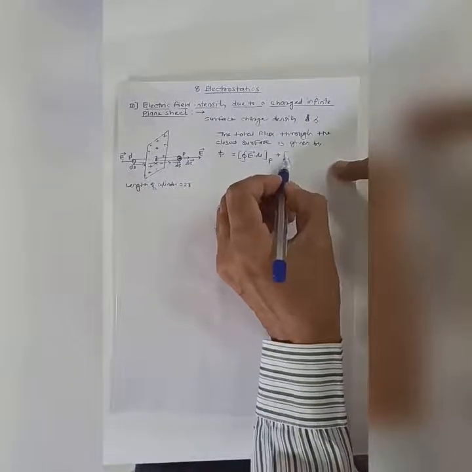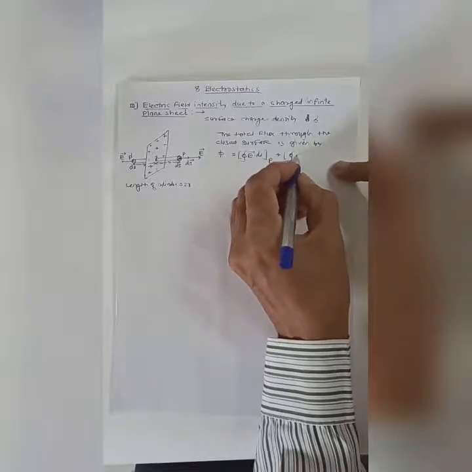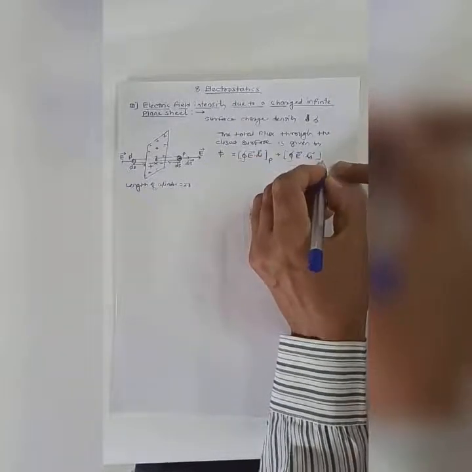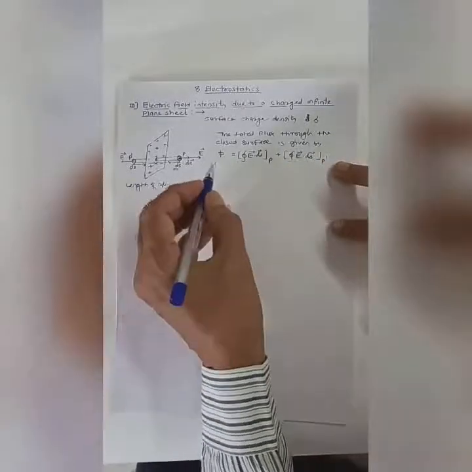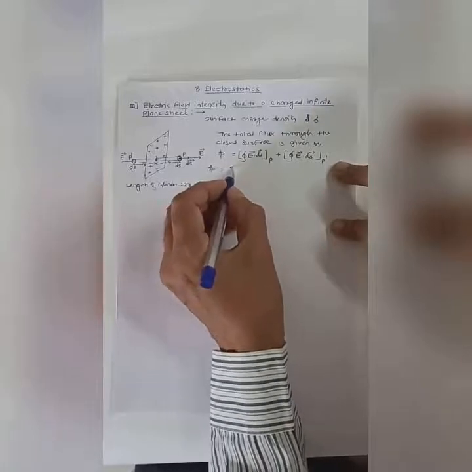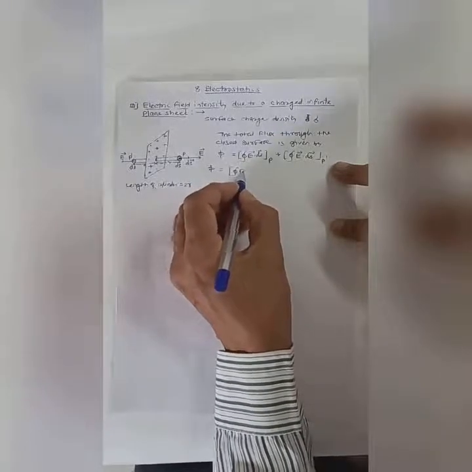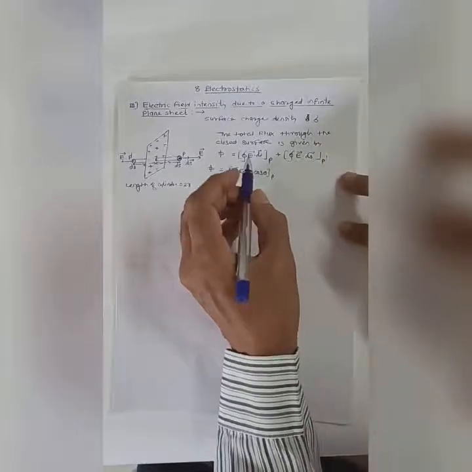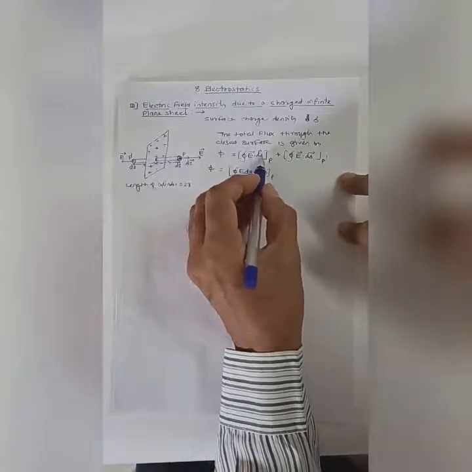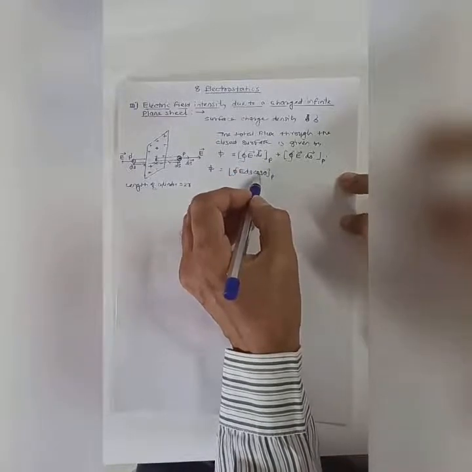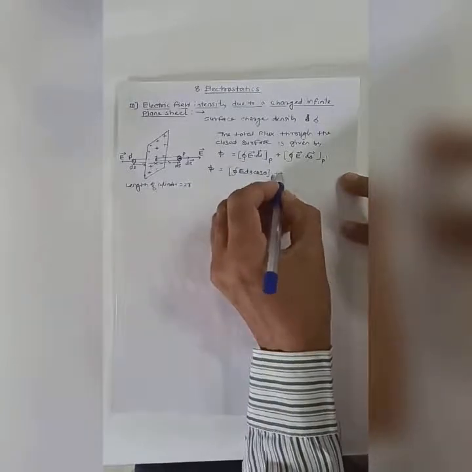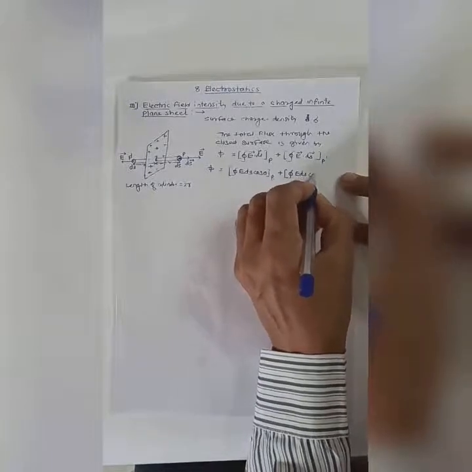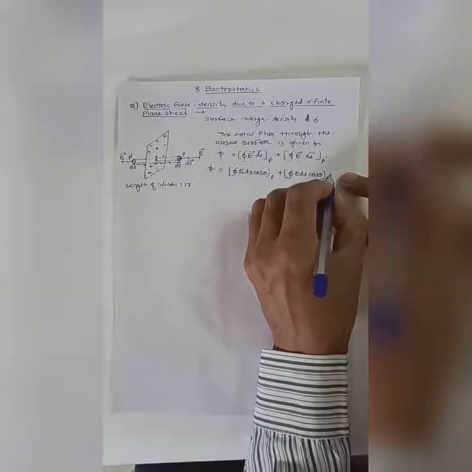plus closed integration of vector E dot vector ds at point P dash, or phi is equal to closed integration of E ds cos theta at point P, because vector E dot vector ds is equal to E ds cos theta according to the scalar product of two vectors, plus closed integration of E ds cos theta at point P dash.